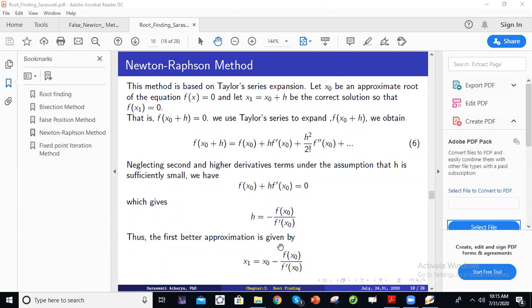Everyone knows how we can find h? h equals to minus f of x naught over f dash x naught, the first derivative of the given function at the point x naught, the initial guess. Thus, the first better approximation is given by x1. I mean, the next approximate root, x1 equals to x naught plus h. See here, x1 equals to x naught minus f of x naught over f dash x naught. Okay, we can find x1.